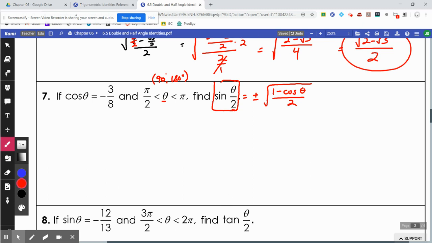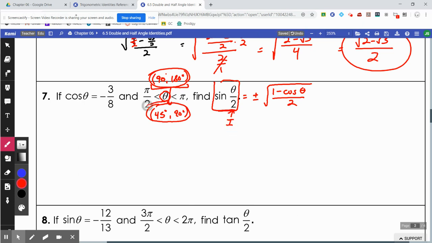So if I were to take half of this angle, I'm going to be somewhere between 45, which is half of 90, and 90, which is half of 180. So my original angle is between 90 and 180. Half of the angle is going to be somewhere between 45 and 90. So therefore, this half angle is going to be somewhere in the first quadrant.